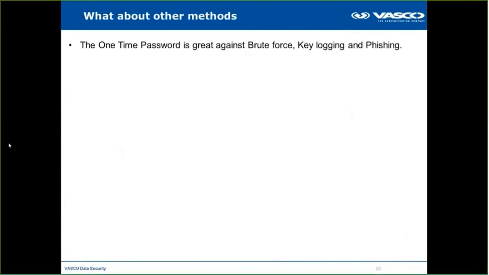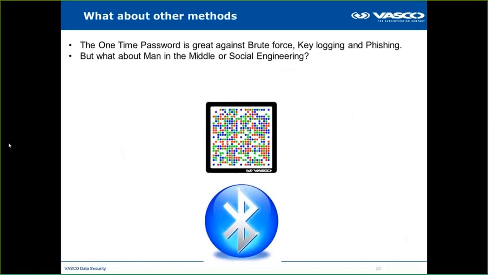So what about some other methods? Well, the one-time password is great against brute force and keylogging and phishing. But there are man-in-the-middle attacks and social engineering. These are more relevant to application-style security than your standard VPN. But we do have solutions using both Bluetooth or this encrypted challenge response mechanism. The secure channel is the color cryptogram that you see there, to improve the security. So this is the kind of technology that you'll start to see filtering through from the banks and later on into the enterprise space as available.